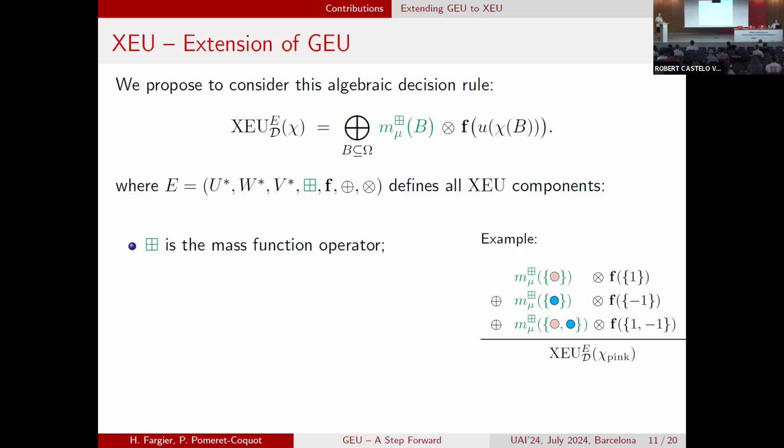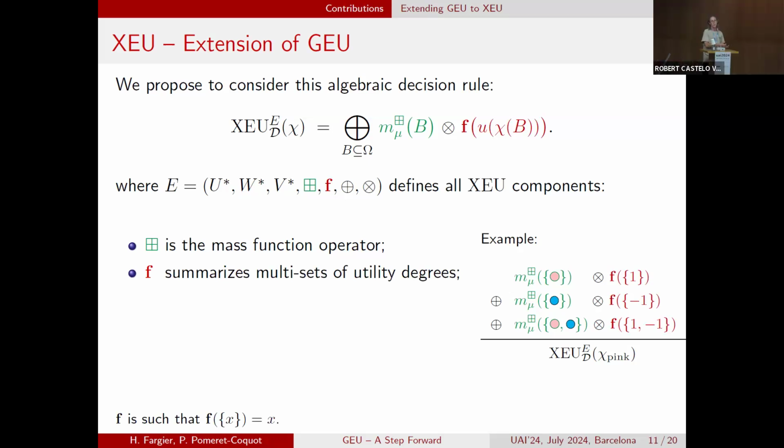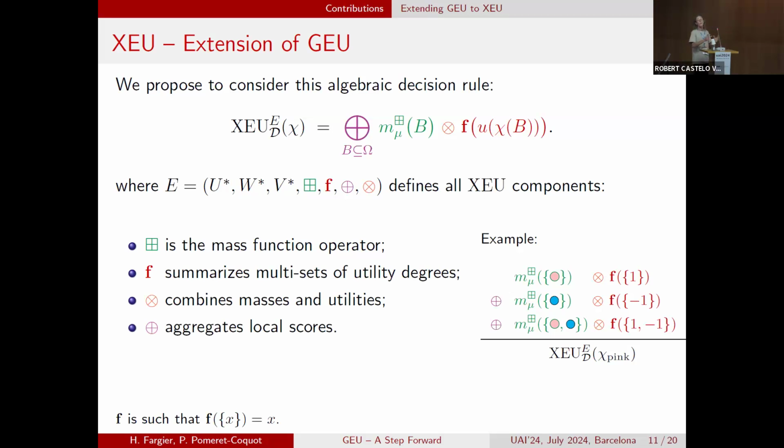And in order to deal with those several utility values, we propose to use a function f, which takes all those utility values as inputs and yields a single utility value as output. Its goal is to yield a representative utility value in order to summarize all those possible values. So this representative utility will then be combined with its corresponding mass with O times. It will yield a local score, and then all local scores are aggregated using O plus. So of course, we can then compare acts by comparing the XEU scores.